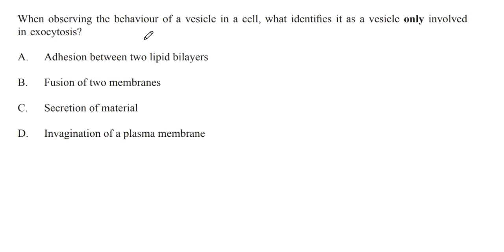When observing the behavior of a vesicle in a cell, what identifies it as a vesicle only involved in exocytosis? Adhesion between two lipid bilayers, fusion of two membranes, secretion of materials, invagination of the plasma membrane. If it's exocytosis, it would not be invagination. So actually, why am I circling it? I should be crossing it out. Only exocytosis.